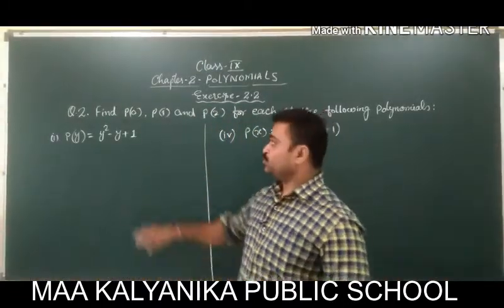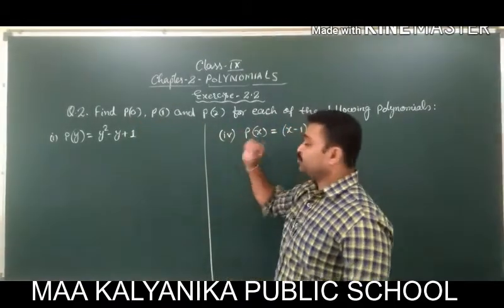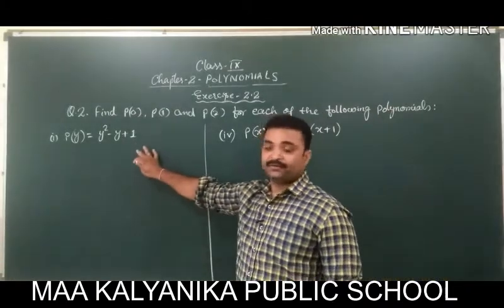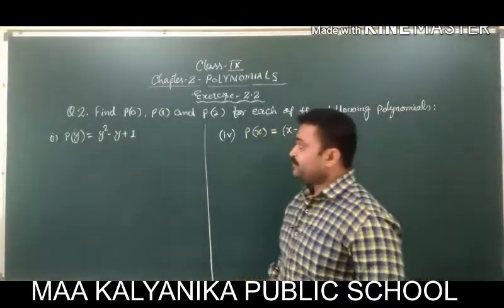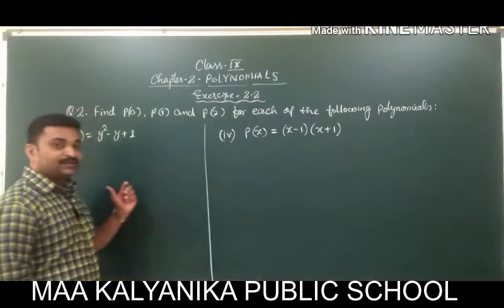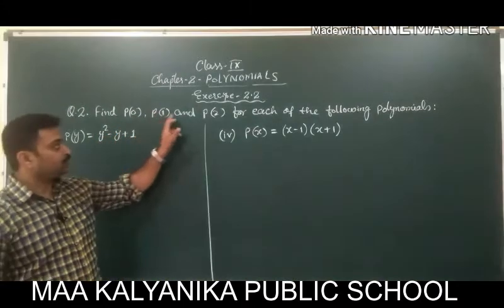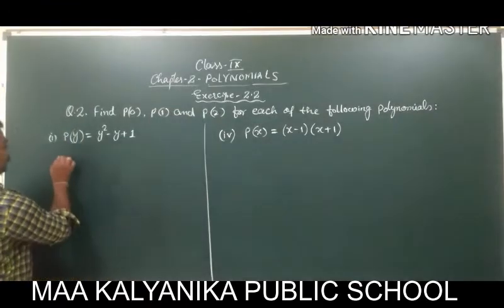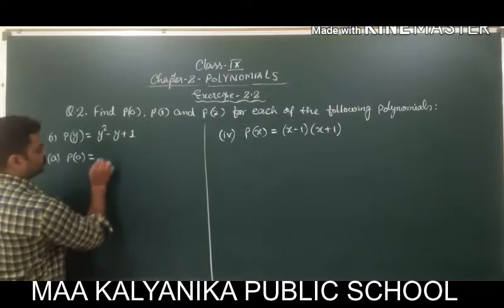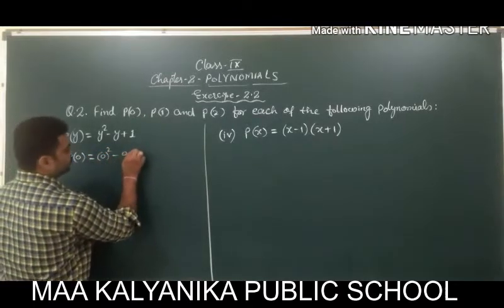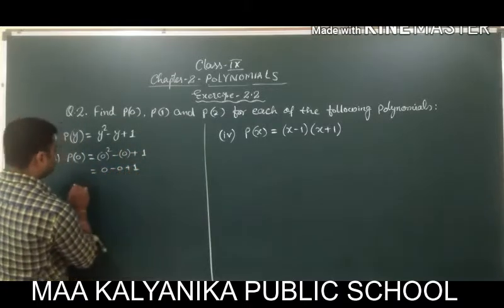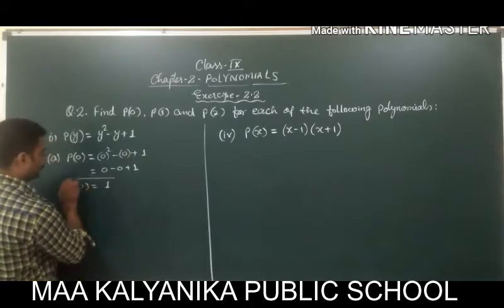Students, here we have question number 2. Find p(0), p(1) and p(2) for each of the following polynomials. In this question we have given p(y) is equal to y square minus y plus 1. So here we have to put y is equal to 0, y is equal to 1 and y is equal to 2. So first, p(0) is equal to 0 square minus 0 plus 1, is equal to 0 minus 0 plus 1. So p(0) is equal to 1.